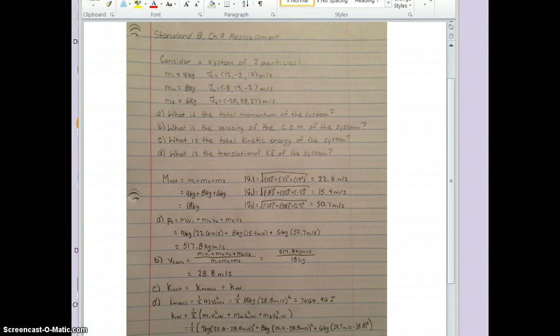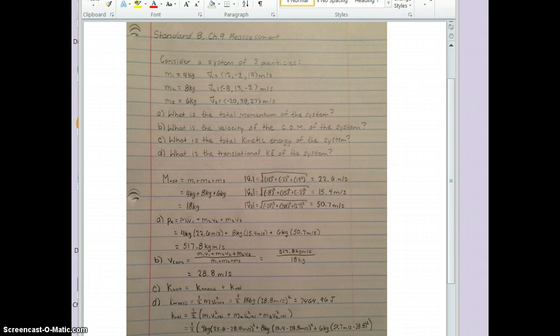So to start, A, the question is, what is the total momentum of the system? And we know that momentum is equal to mass times velocity. Well, here for the total momentum, we'll have the mass times the velocity of each of the particles. So it's m1 v1 plus m2 v2 plus m3 v3. And so we're going to take the mass and times it by the magnitude of the velocity vectors that we have just found. And that gives us a total of 517.8 kilograms meters per second. And that's the total momentum of the system.